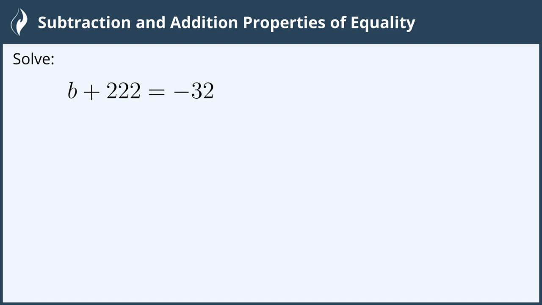Hi everyone! In this video, we will use subtraction and addition properties of equality. Solve the equation b plus 222 equals negative 32.